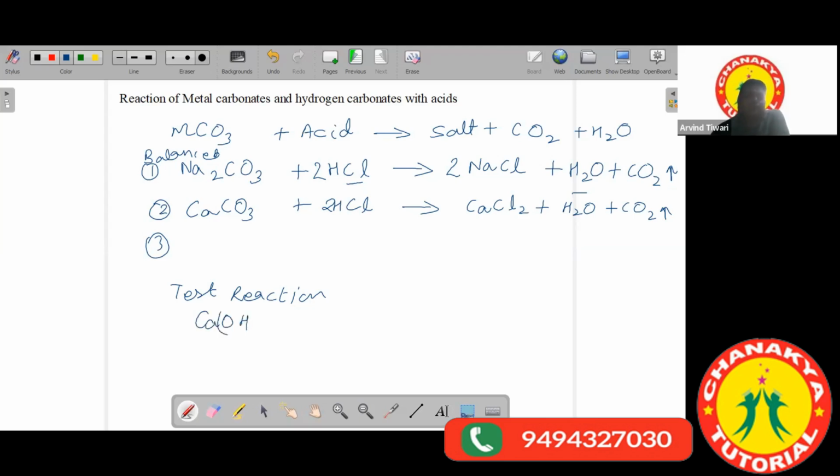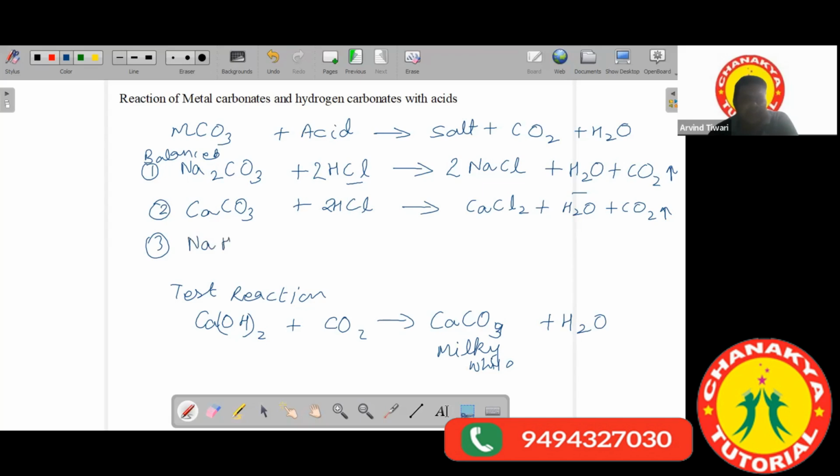You take lime water. So lime water has the formula calcium hydroxide. And if through the lime water you pass carbon dioxide gas, you will get calcium carbonate, which will be milky white in color. CaCO3, milky white in color. And water will be there. If you pass excess of carbon dioxide through it, then you will get calcium hydrogen carbonate, which will be soluble. So the milkiness will disappear. Now balance this reaction.